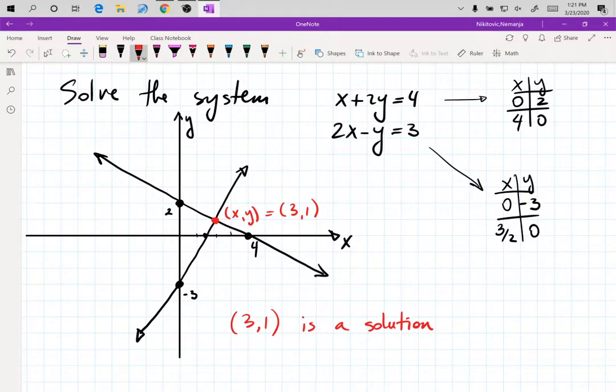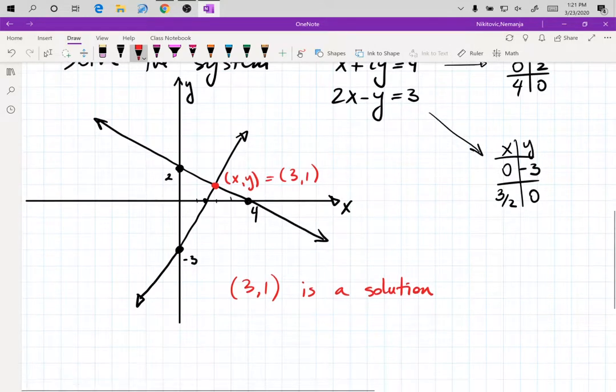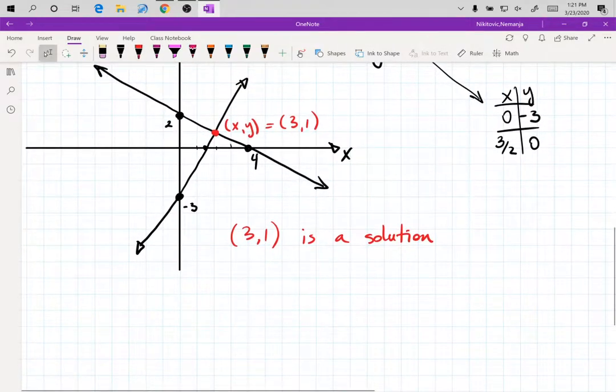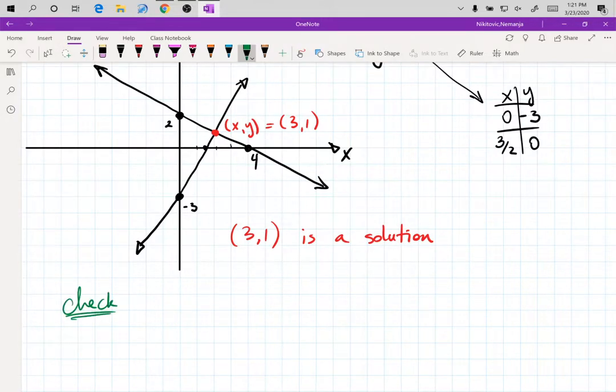Very important when you do these problems is to check, because it is very easy to make mistakes here, especially if you're not drawing these things precisely. You can read the wrong point off of the graph. And right now I'm seeing that I made a mistake. This is supposed to be 2, 1. Not 3, 1. 2, 1.